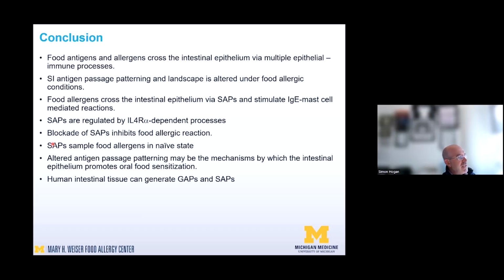We're able to show that these secretory antigen passages at least can contribute to IgE mast cell mediated reactions. And if you inhibit these responses, they can inhibit food allergic reactions. And we also show that human intestinal tissue has the capacity to also form goblet cell antigen passages and secretory antigen passages.